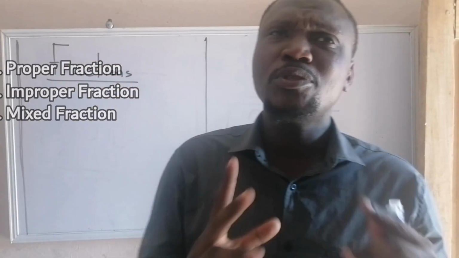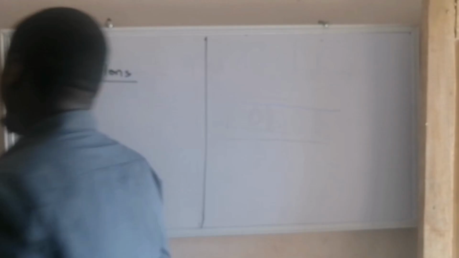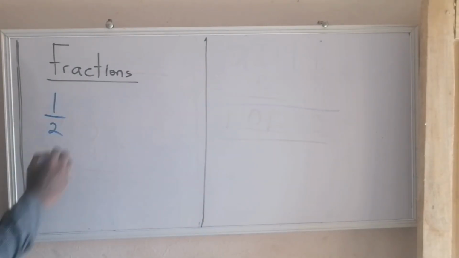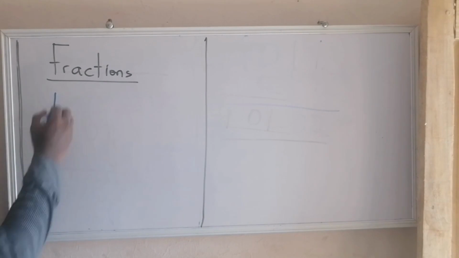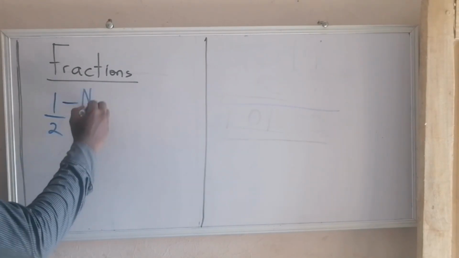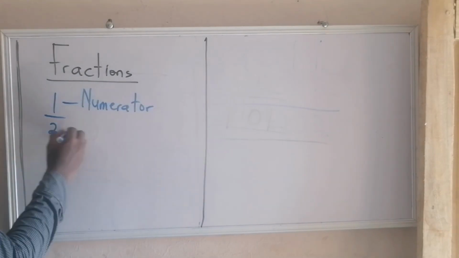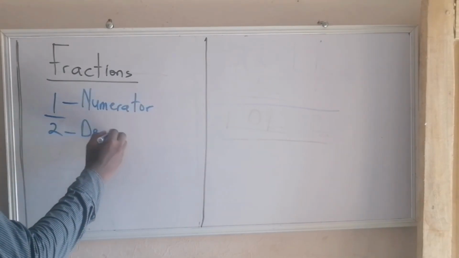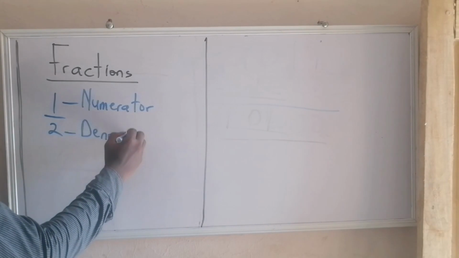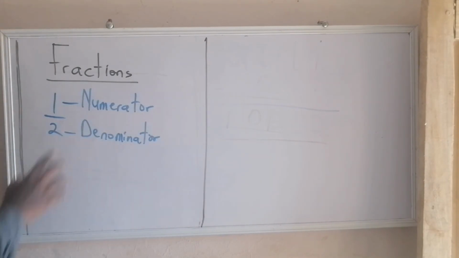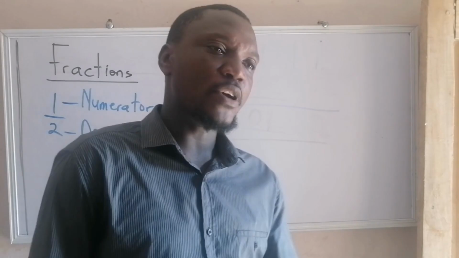But before we go there, let me just write an example of a fraction for you. A fraction looks like this: 1/2. Now you can see that that's two parts. The number written at the top is called the numerator, while the number written down is called the denominator. So let's go back to our types of fraction.